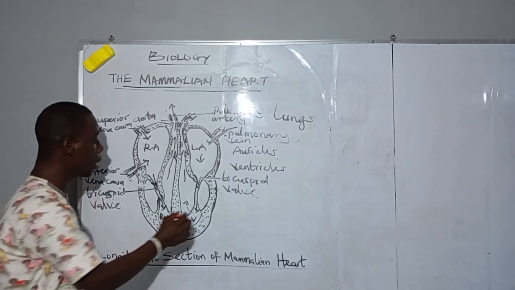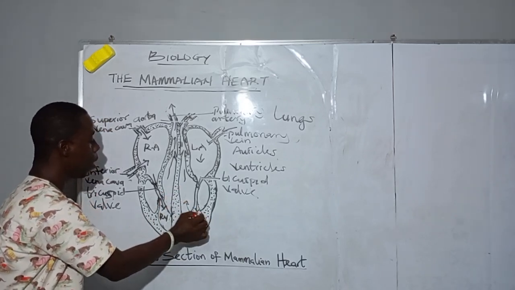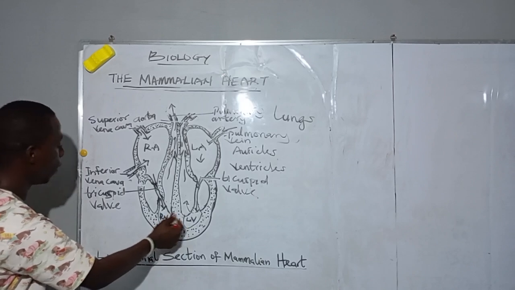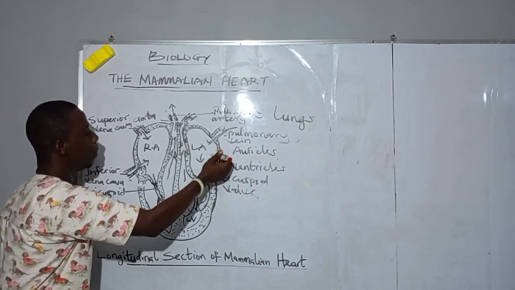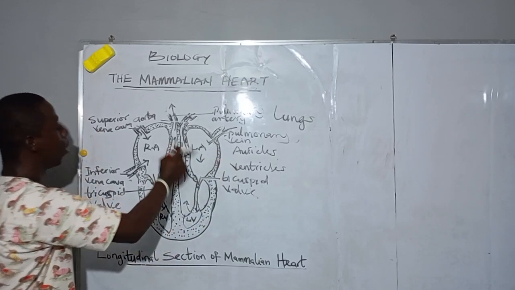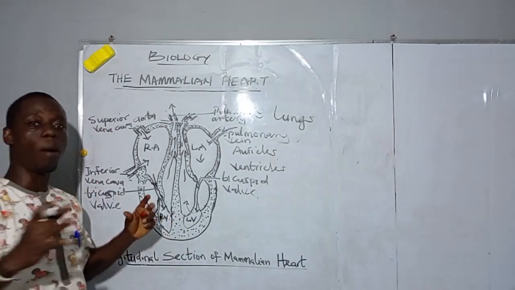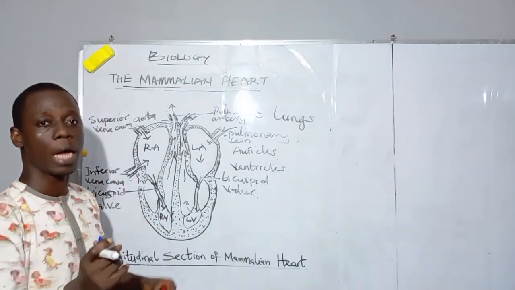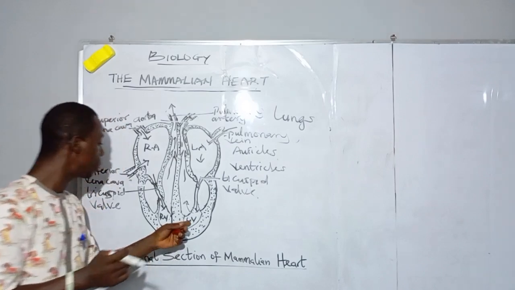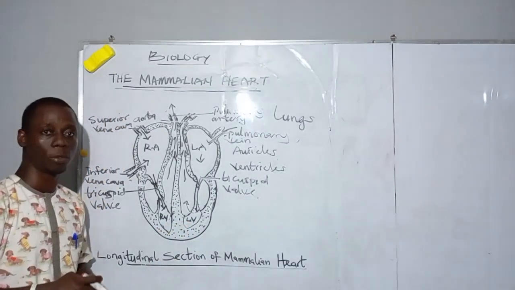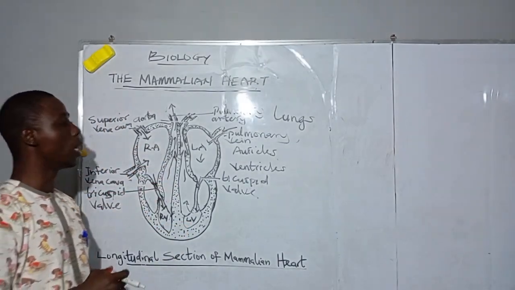Also, we need to note that the wall of the ventricles is bigger than the wall of the auricles. This is because the ventricles pump blood around the body and they need much pressure. So much pressure is applied at the ventricles. This is all about the heart.